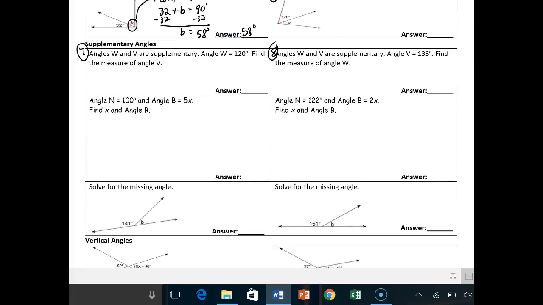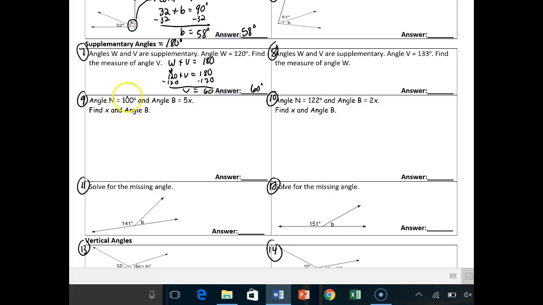Number 7, now we're on to supplementary angles. So supplementary angles, if you recall, add up to 180 degrees. So I have 7, 8, let's make this 9, 10, 11, 12, and 13, and 14. Okay, so angles W and V are supplementary. Angle W is 120. Find the measure of V. So supplementary we know equal to 180. So W plus V is equal to 180. Why? Because they're supplementary. We knew that W was 120 plus V is equal to 180. So we just subtract 120 from both sides, and we get what V is, 180 minus 120, which is 60 degrees.